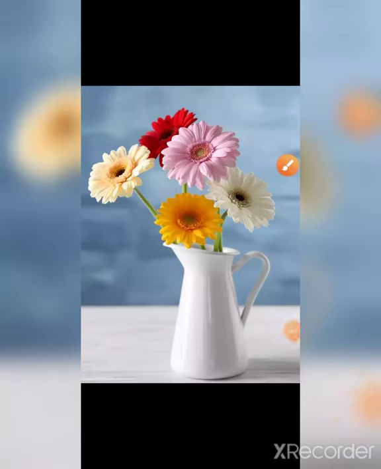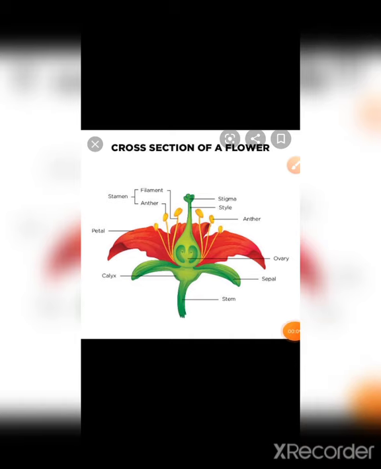I am Sajit of Grade 10, here to present a short experiment on the topic dissection of hibiscus. In this image, you can clearly see the cross section of a flower, that is, the parts of the flower. The parts are petal, stem, sepal, ovary, anther, style, stigma, filament. These are the parts of the hibiscus which we are going to display on a paper.